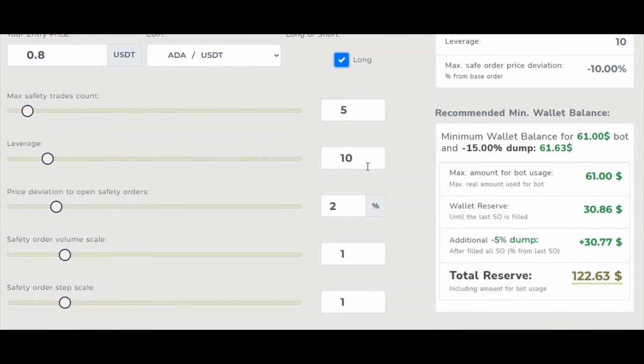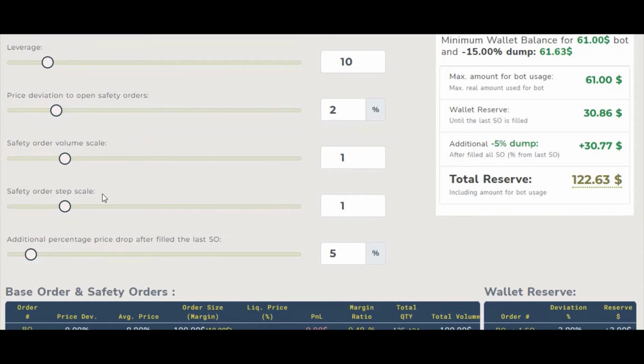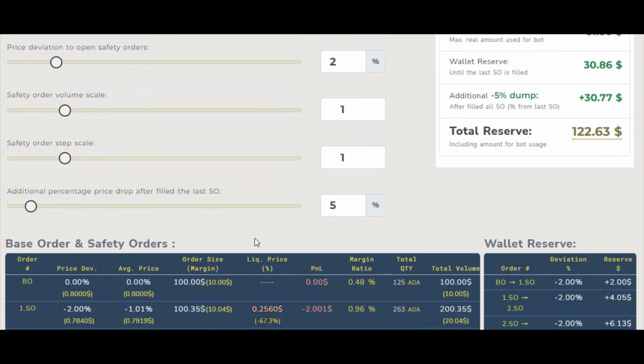And leverage, I adjusted to 10. Price deviation to open safety orders, I put 2%. You can cross check this one. And safety order volume scale, I put 1. Safety order step scale also I put 1. Additional percentage price drop after the last safety order is filled, right? This is an additional thing. I will explain what this is.